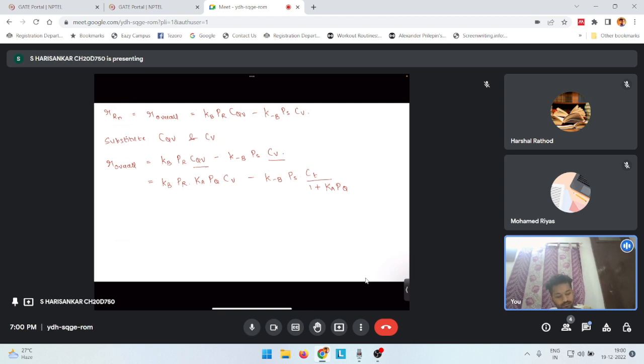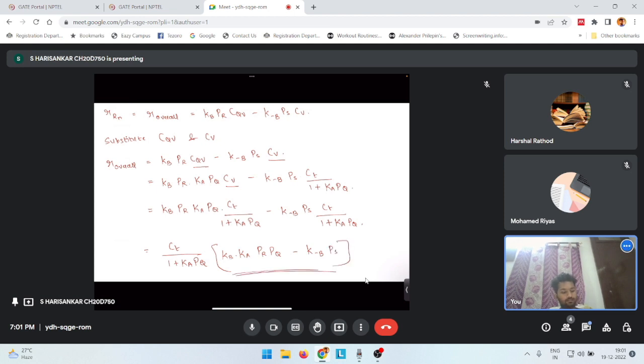Now we substitute this CV here as well, so we'll have KB PR KA PQ into CV, that is CT by 1 plus KA PQ, minus K minus B into PS CT by 1 plus KA PQ. So we can take these two terms out. So CT by 1 plus KA PQ into KB into KA PR PQ minus K minus B PS. So this will be our overall reaction rate.